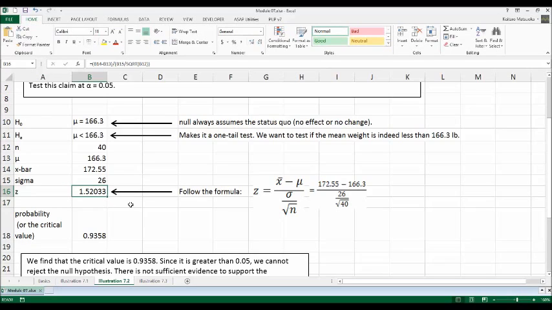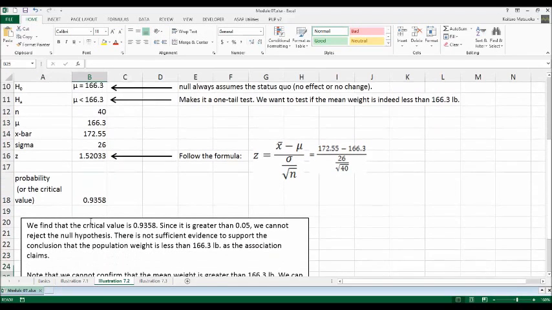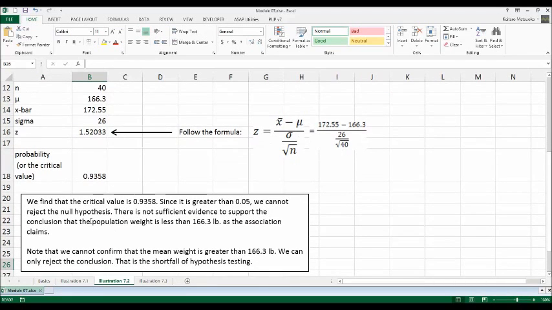So again, I'm going to use a normal distribution. So norm.s.dist function, and I don't have to do the 1 minus business because it's already less than. So this is my p-value. So again, we compare the p-value 0.9358 to 0.05. Since 0.9358 is greater than 0.05, we cannot reject the null hypothesis.